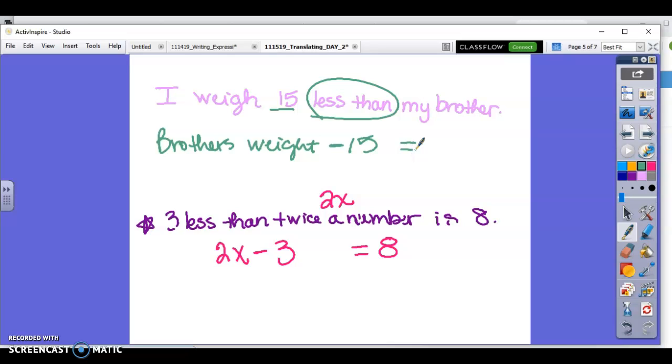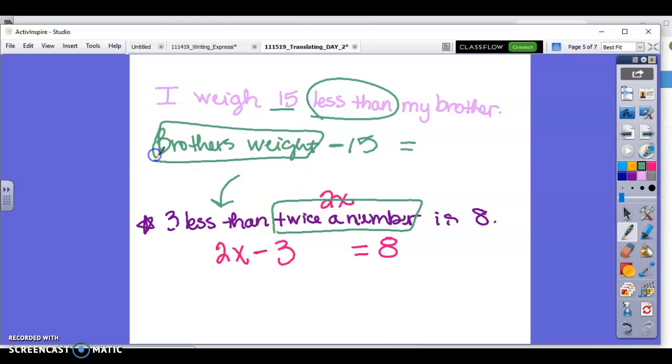So hopefully that sort of puts this into better perspective. Sometimes when we put actual scenarios to it, it helps a little more than if we're just converting or translating a verbal statement into a math problem. So sort of think about real life stuff. I am 2 years less than my sister. Things like that. That means you would take this part, it has to go first, just like brother's weight, and then this part actually is subtracted away.